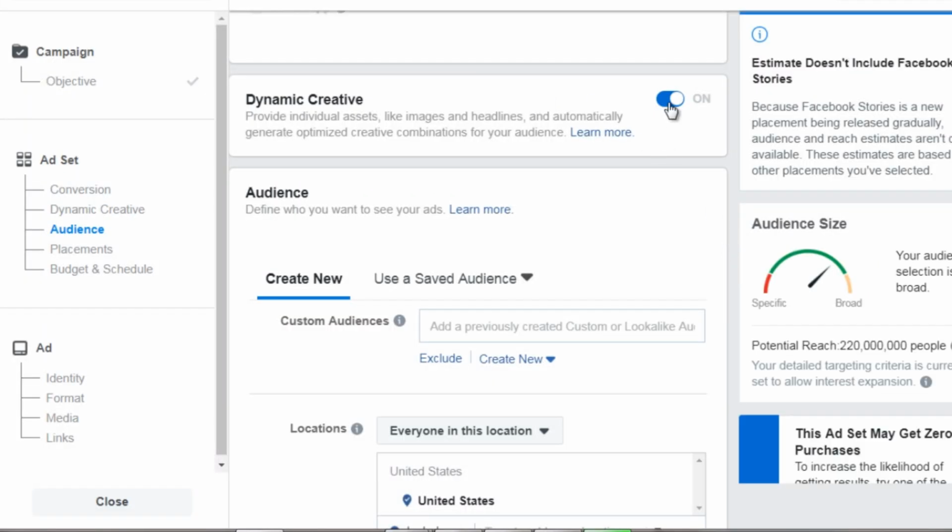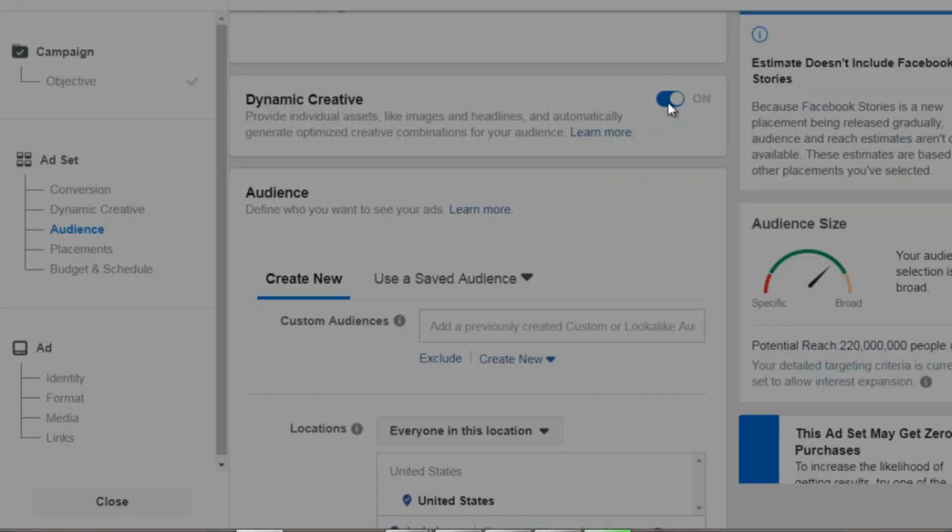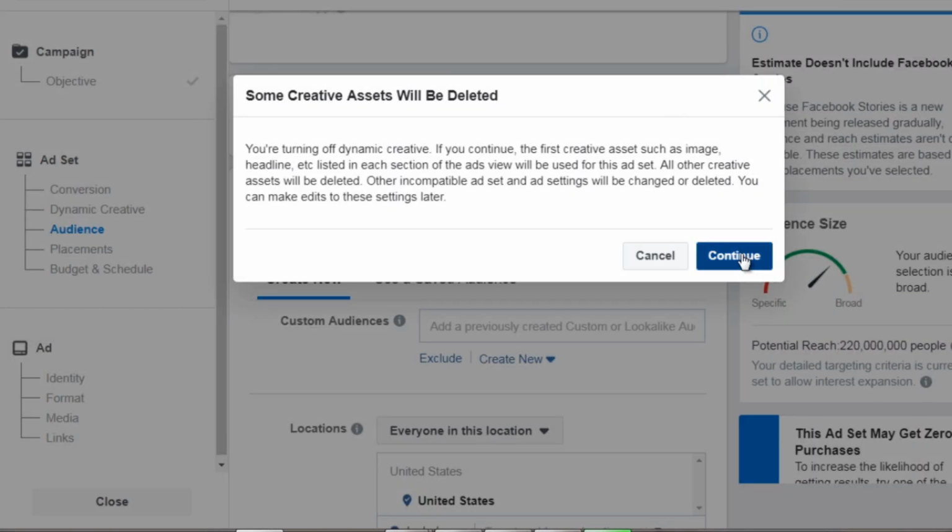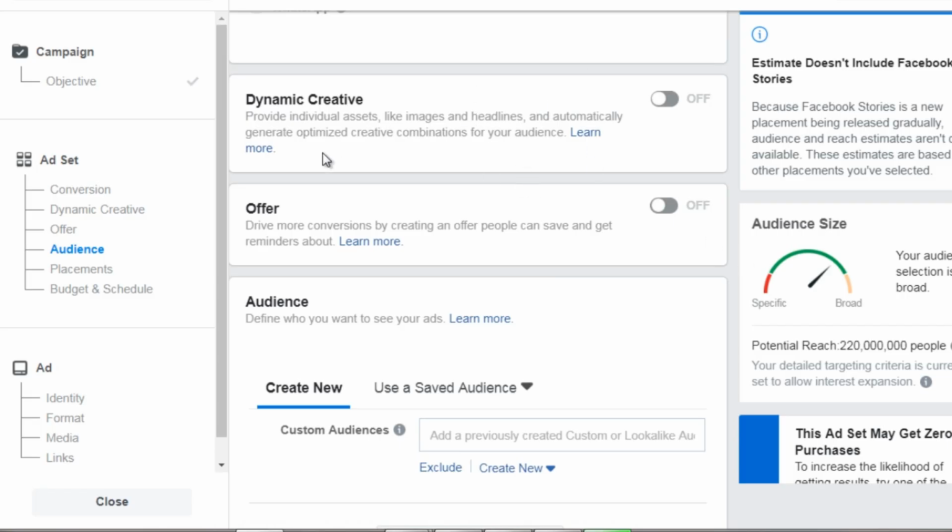Now, for the sake of simplicity, we're not going to do that right here. But that's there if you want to. Now, offer, it says drive more conversions by creating an offer people can save and get reminders about. So you can do that as well here.